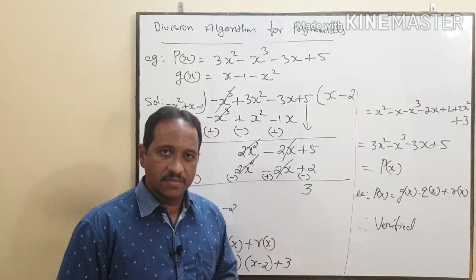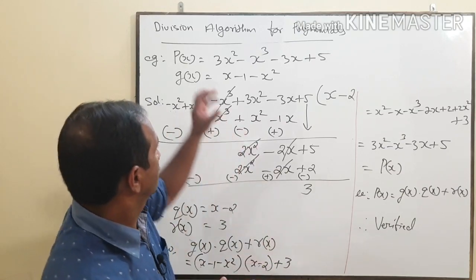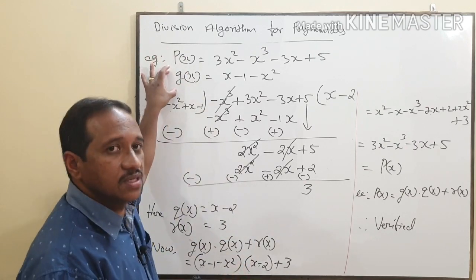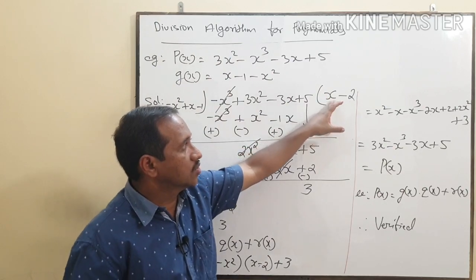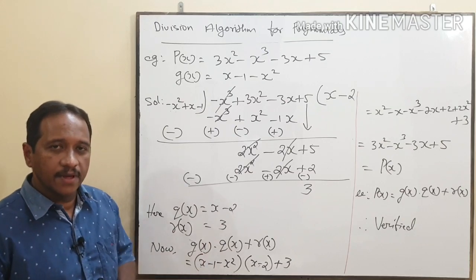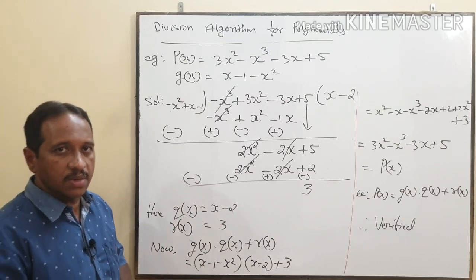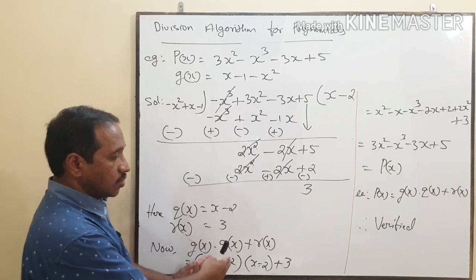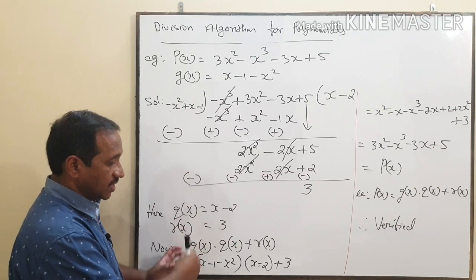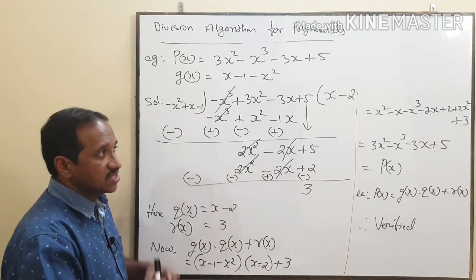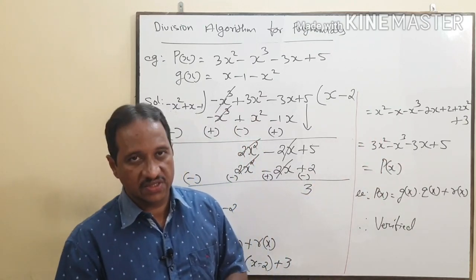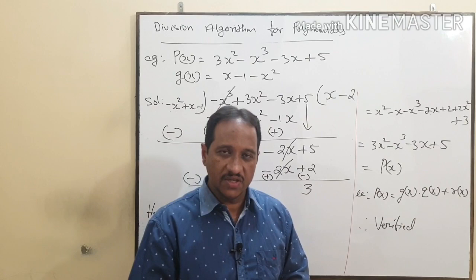So what we have done? We were given two polynomials p of x and g of x. We divided p of x by g of x and we got the quotient polynomial q of x is x minus 2 and the remainder polynomial r of x is equal to 3. And then we verified the division algorithm by multiplying g of x into q of x plus r of x. After substituting the values of g of x, q of x and r of x, we simplified and we got the polynomial which is equal to p of x. Hence, the division algorithm is verified.